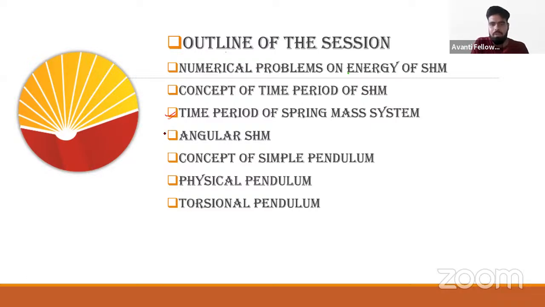The next point we have to discuss in today's class is angular SHM. As we know, we already discussed linear SHM, where the net restoring force is directly proportional to the displacement x of the particle from the mean position. But what happens when a particle is performing angular SHM? If the same type of formula is used, what is the role of the torque, the angular acceleration and the angular displacement theta that we need to understand in angular SHM?